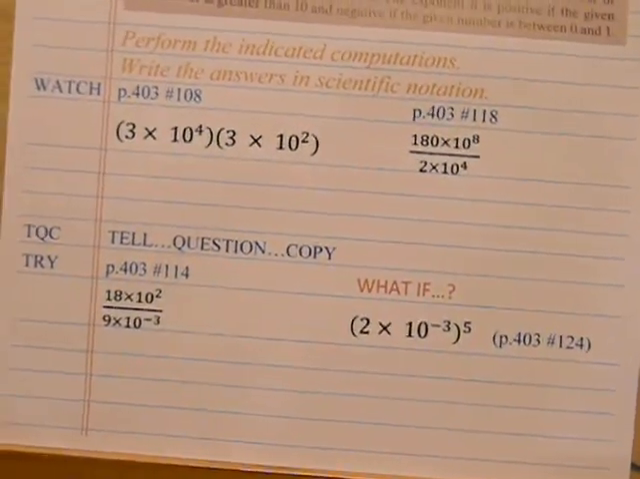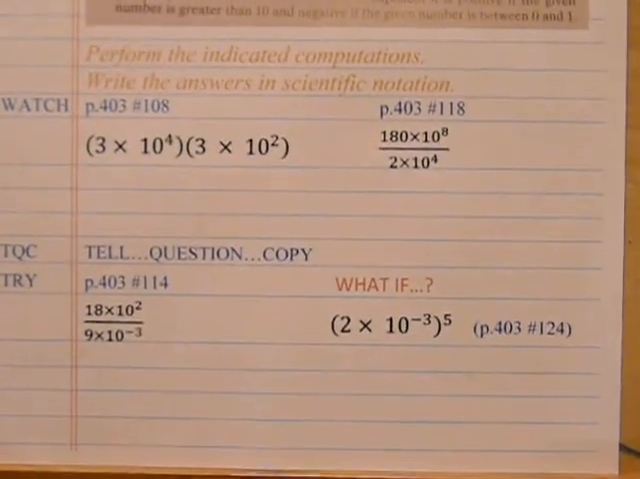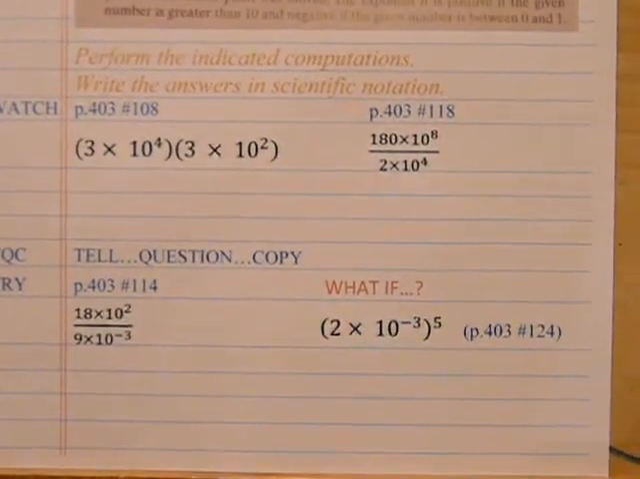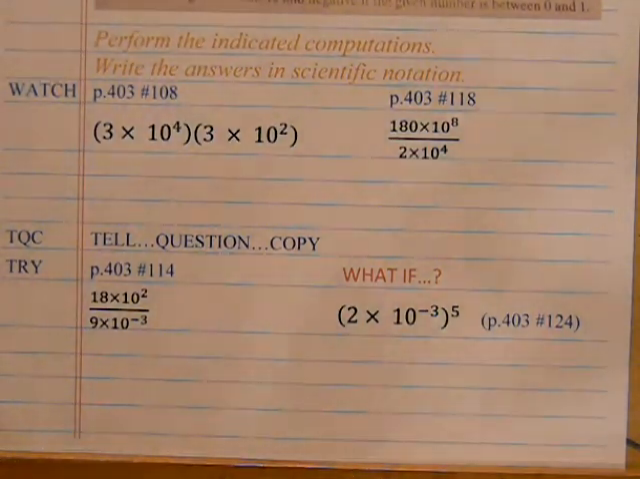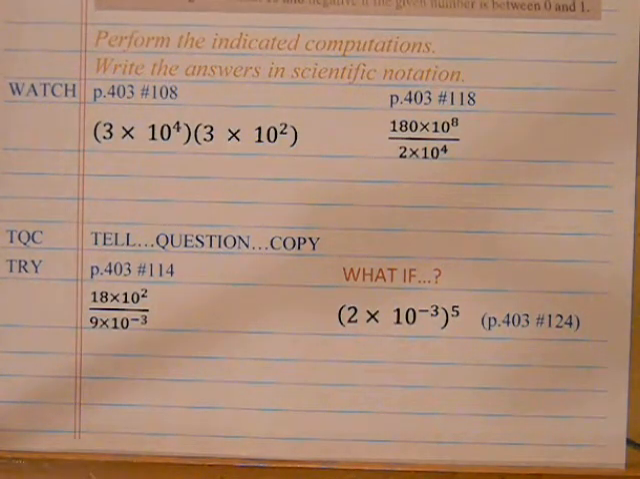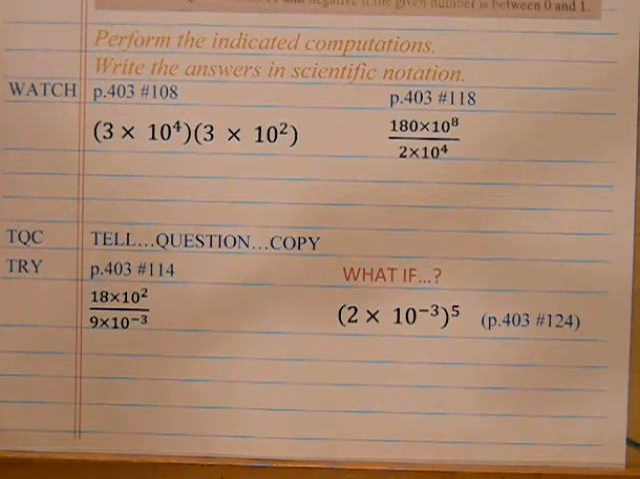I'm going to adjust the camera just a little bit more. Okay. So at the bottom of page 4 here, for 6.7, it says, perform the indicated computations. Write the answers in scientific notation. After you've had some practice putting numbers in and out of scientific notation, then you get to do some operations with them. And we're going to keep it here in the multiplication and division family.